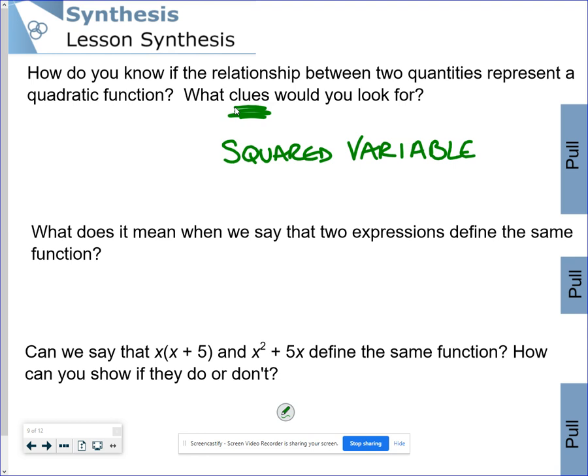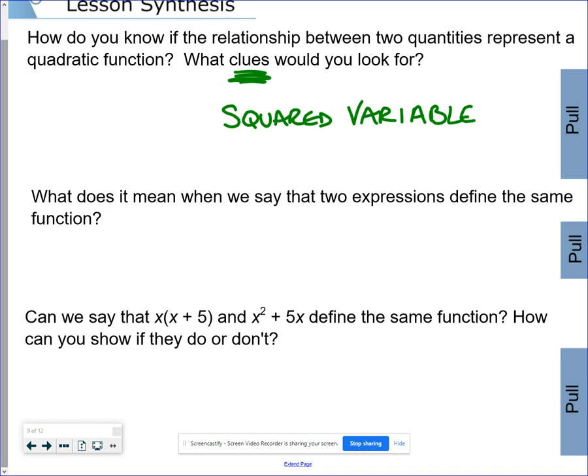The second question says, what does it mean when we say that two expressions define the same function? That's just like the Diego and Jada problem that we just looked at. They both wrote expressions that worked. They just looked a little bit different until we did some algebraic manipulation. When we move things around, when we do some of the algebra stuff that we know, like we can distribute, we know how to do that. We can get two expressions that might start by looking different, but they end up giving us the same information. And that's what this one is getting at here at the bottom.